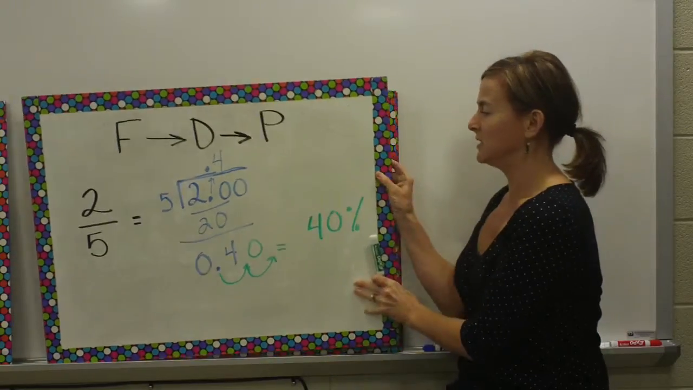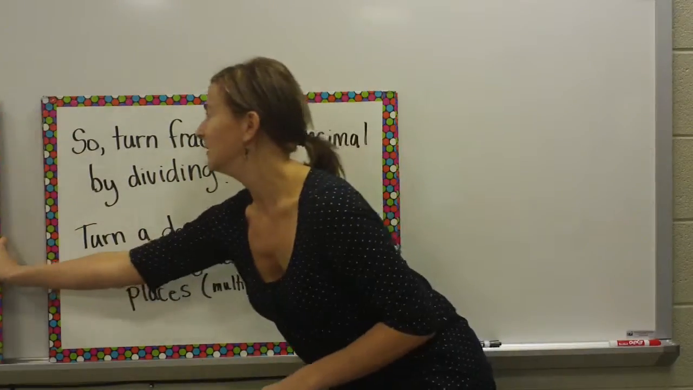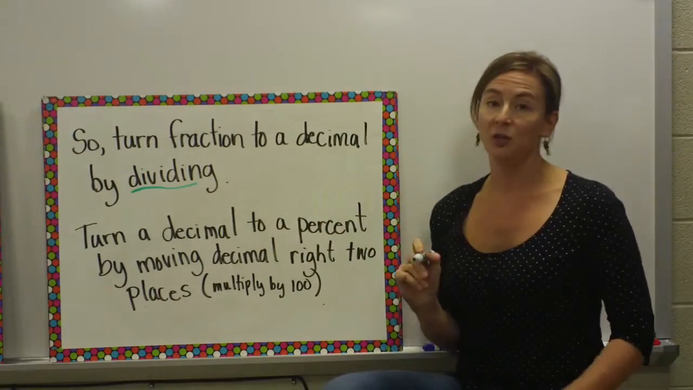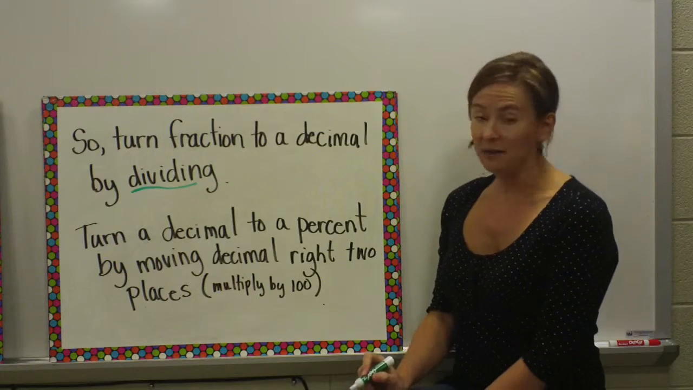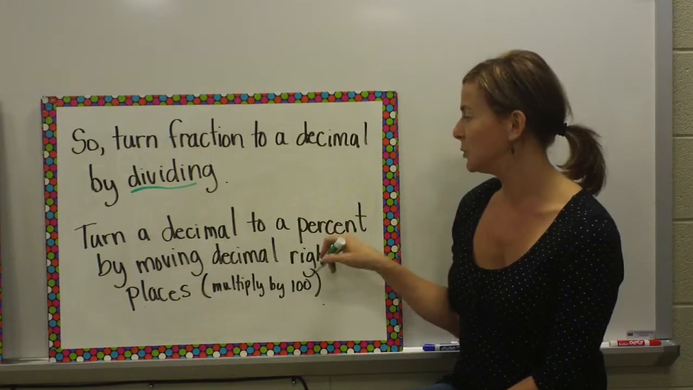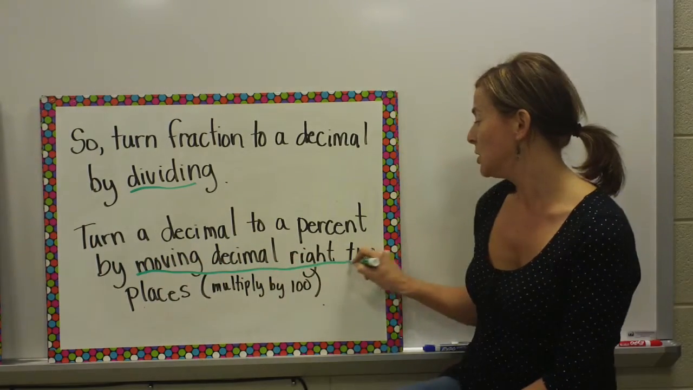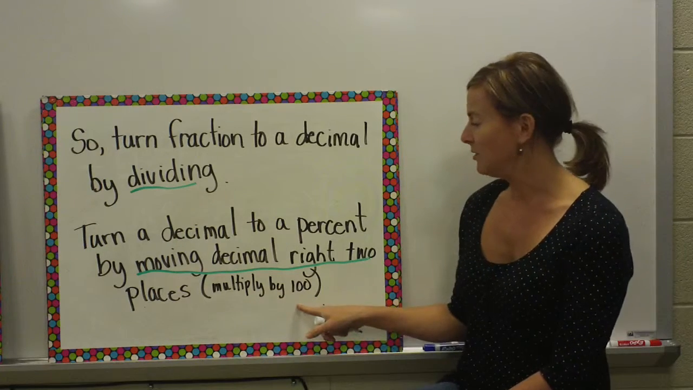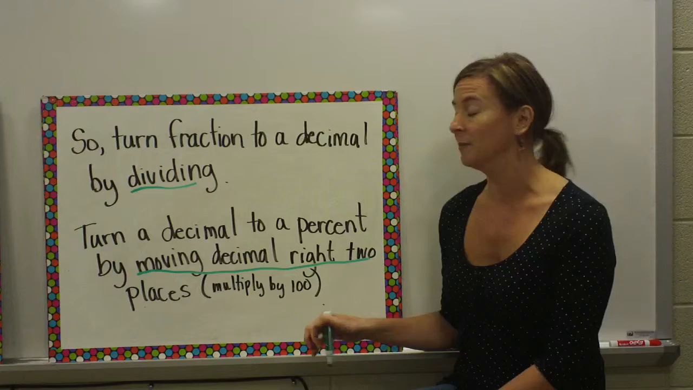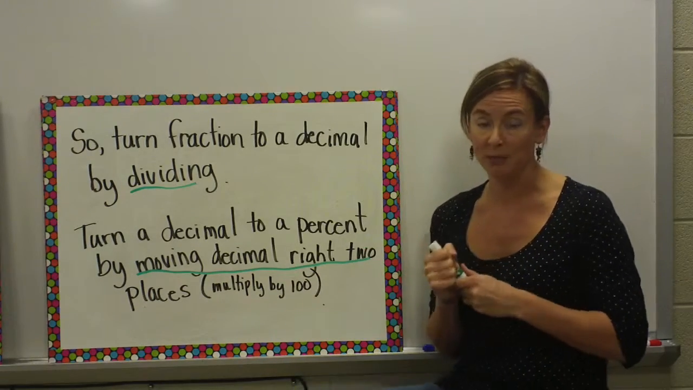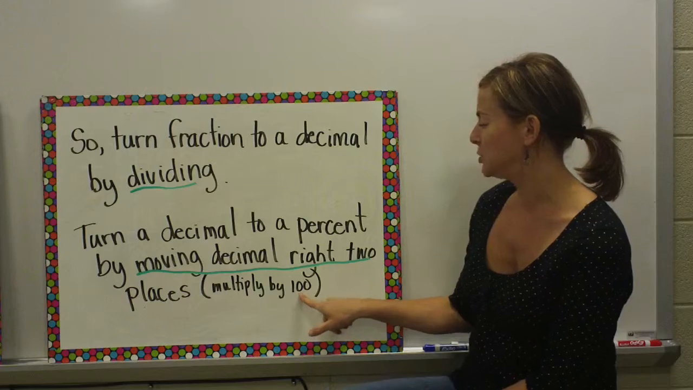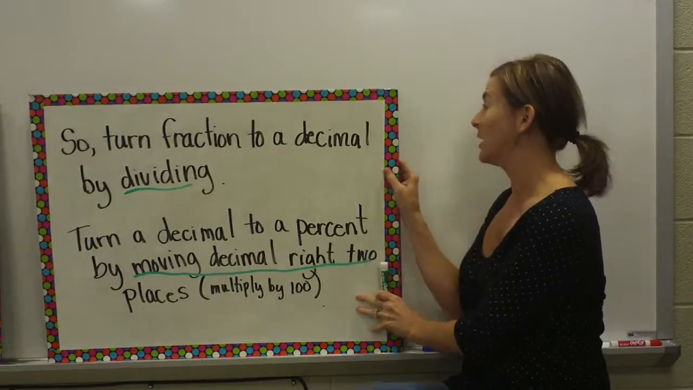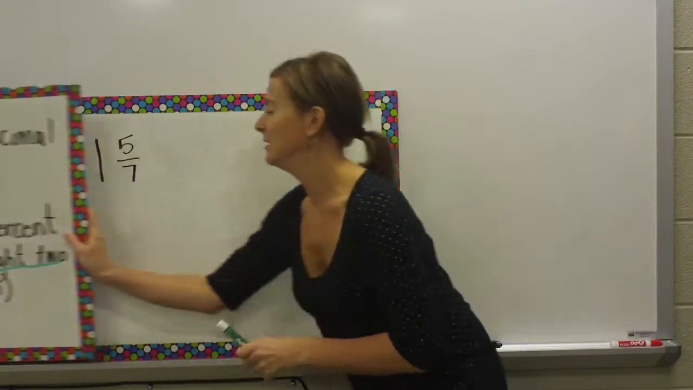So let's look at what we just did. To turn a fraction to a decimal, we start by dividing the numerator by the denominator. Then, once we have our decimal, to turn our decimal to a percent, we move the decimal right 2 places. Again, technically we're multiplying by 100, but instead of working out a multiplication problem, we just move the decimal right 2 places. I always remember that because I have 2 zeros in 100, so I go to the right 2 places. Let's take a look at some practice problems, and I'd like you to put these on your guide.